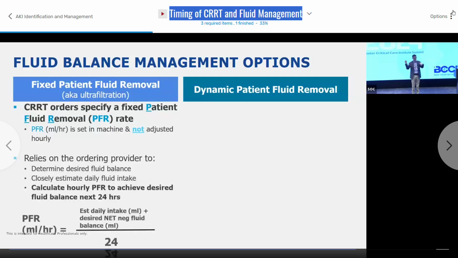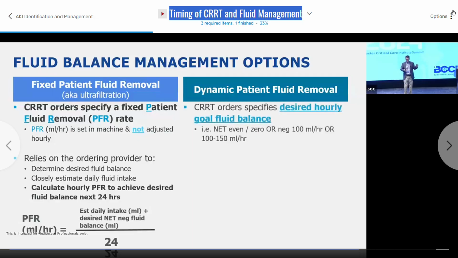Essentially, you have to do this. What's my estimated daily intake? I need to add my fluid removal on top of that, divide that by 24, and that's what we need to do. Would you guess that we are particularly accurate at 7 o'clock in the morning or 9 o'clock in the morning, deciding how much fluid they're getting at 9 o'clock at night?